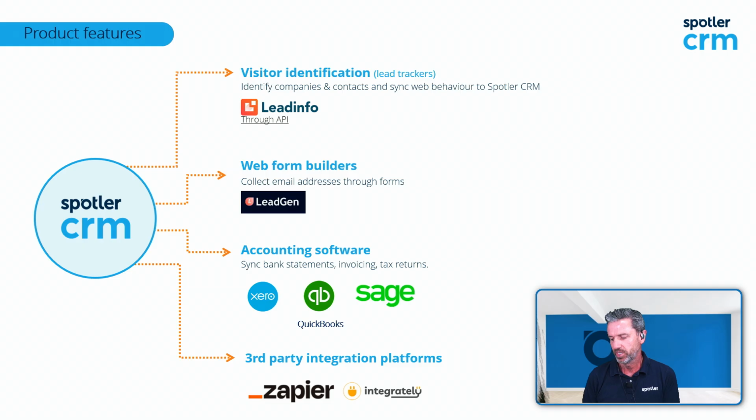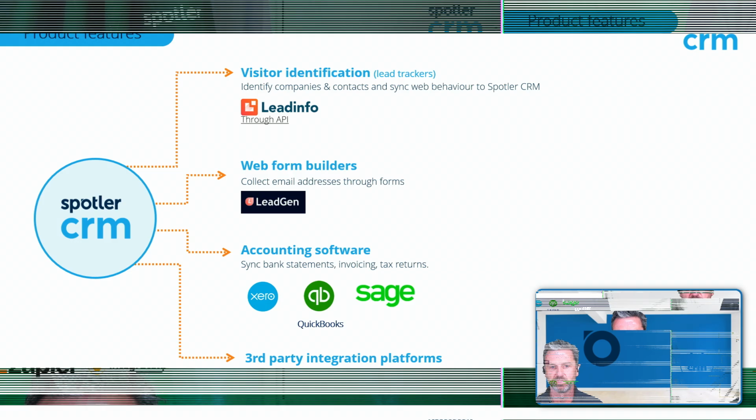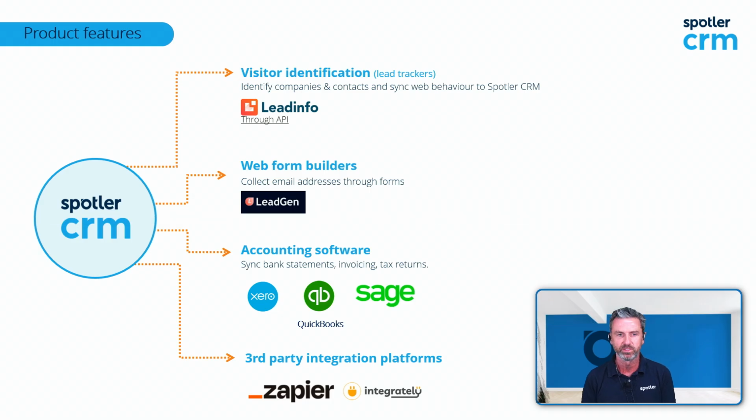We also have a whole series of integrations with Spotler CRM, which may be a well-kept secret and not all of you are aware of. So not only can we integrate with visitor identification technologies, we also have integrations with web form builders and various accounting software packages. So if you're looking to run your CRM as a billing engine for your customers, we can certainly integrate Spotler CRM into the household financial applications like Xero, QuickBooks, and Sage.